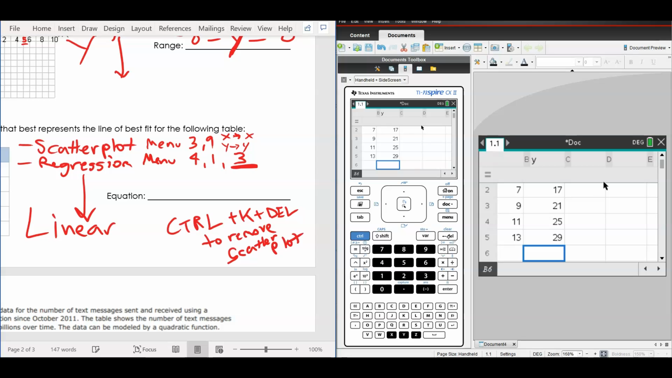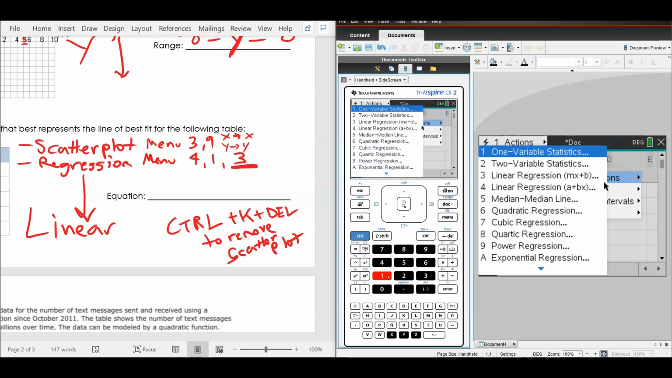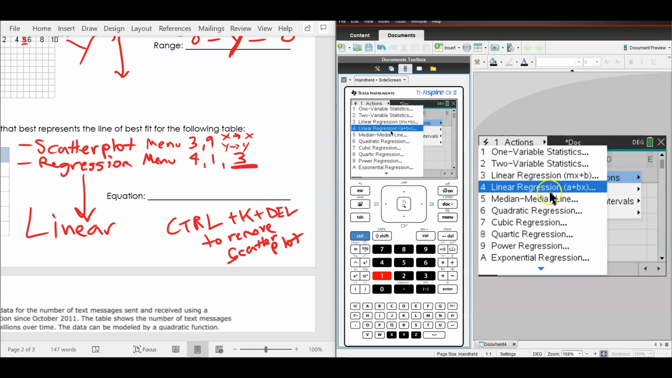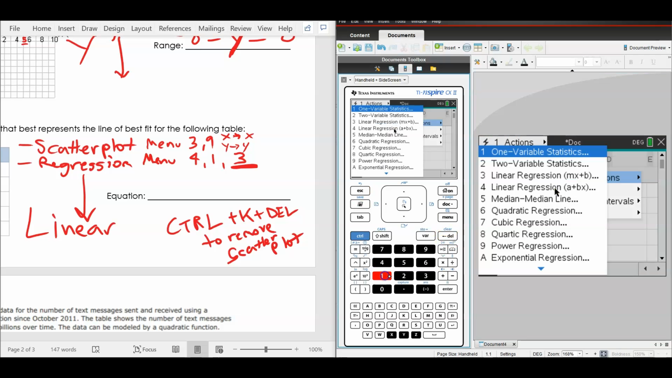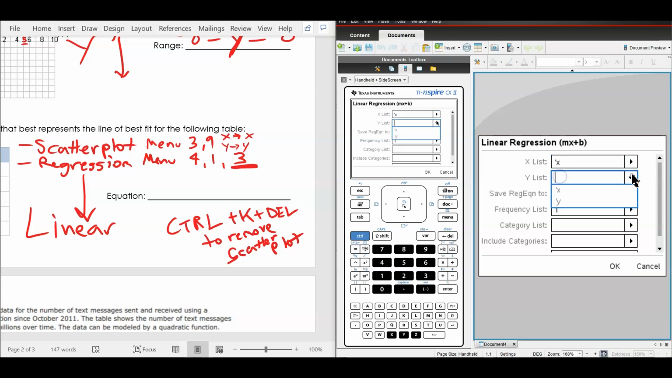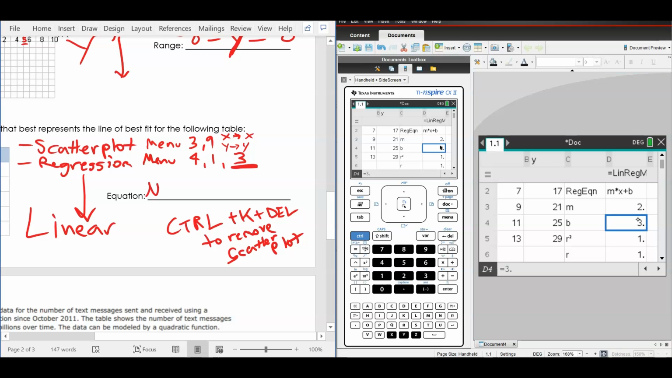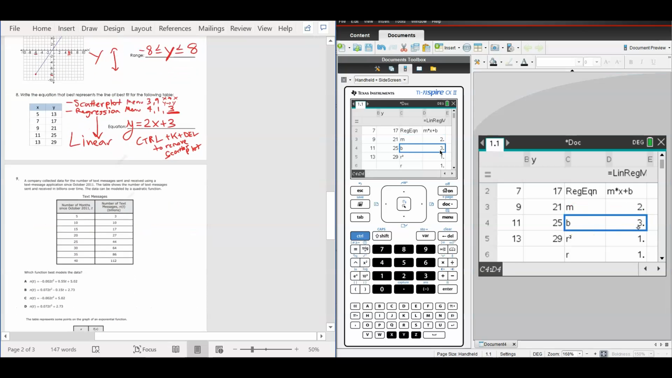Okay, so menu 4 for statistics, 1 for stat calculations, and I gotta find linear because I just said it was linear, right? Menu 4.1, it's gonna be number 3, linear. Menu 4.13. X has to be X and Y has to be Y. I get an M of 2 and a B of 3. So when I write my equation, it's going to be Y equals MX plus B. So it's going to be 2X plus 3 because M is 2 and B is 3. Cool.